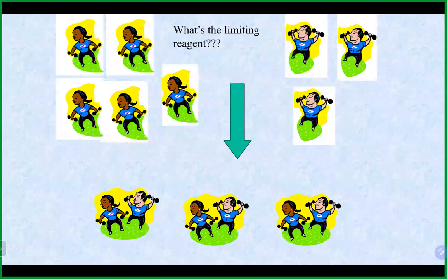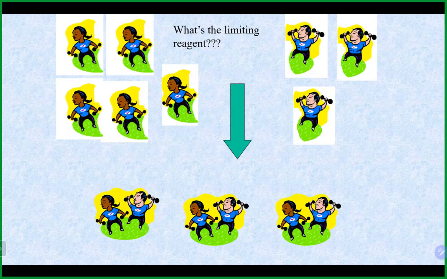So an example here, if we're making sort of workout buddies, we've got guy workout buddies, girl workout buddies. Obviously, we need one of each. So we could see we need one guy and one girl, one guy and one girl, one guy and one girl.